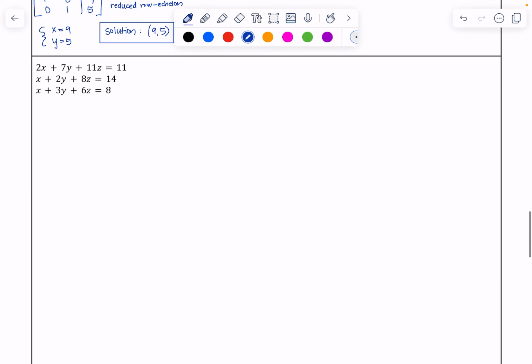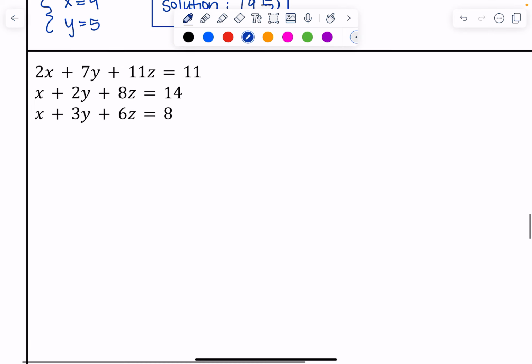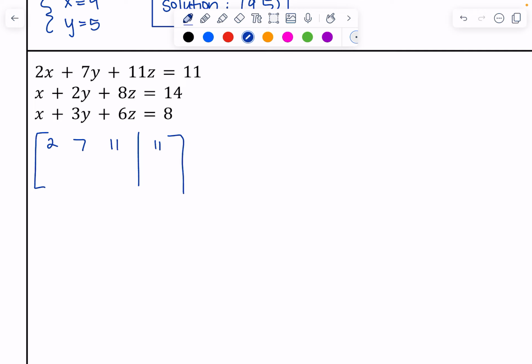All right, this last one is the same thing, but it's 3 variables, so it's a lot more tedious. So pause as you need to. Again, I'm going to go pretty quick because I'm going to put a lot of this in my calculator, but again, pause as you need to. Okay, so the augmented matrix for this one would be 2, 7, 11, 11, 1, 2, 8, 14. And then my last row would be 1, 3, 6, 8.